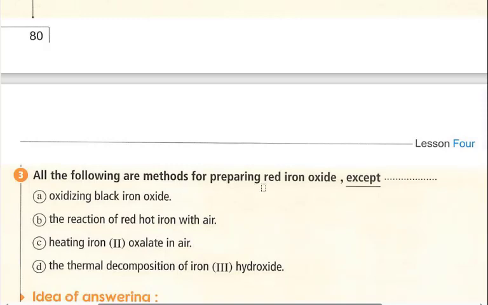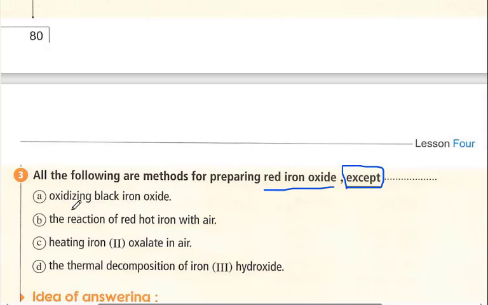All the following are methods of preparing red iron, ferric oxide Fe2O3, except. These are the methods of preparation of ferric oxide, or iron 3 oxide, or red oxide. Red oxide, or iron 3 oxide, or ferric oxide, all these are the same compound, Fe2O3. So all these are methods of preparation, except one. The one that is not a method of preparation is what we want to choose.